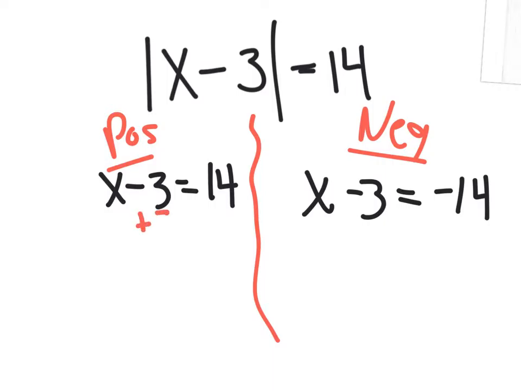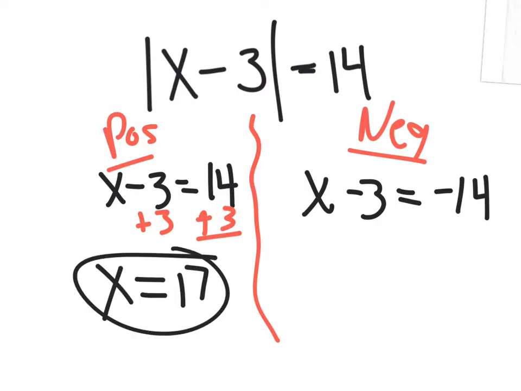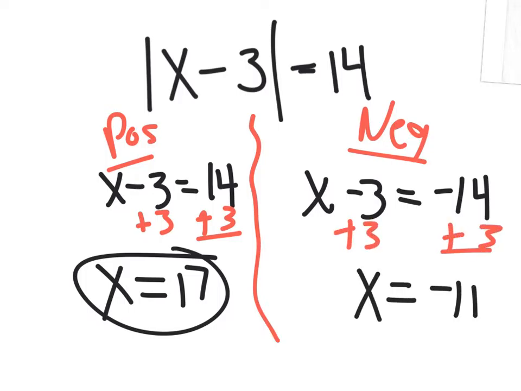Okay, so we're going to go plus 3 here, plus 3 over here. Your answer will be x equals 17. Done. And then over here, plus 3 over here, plus 3 over here. You're going to get x equals negative 11. That's right. Those are your 2 answers.